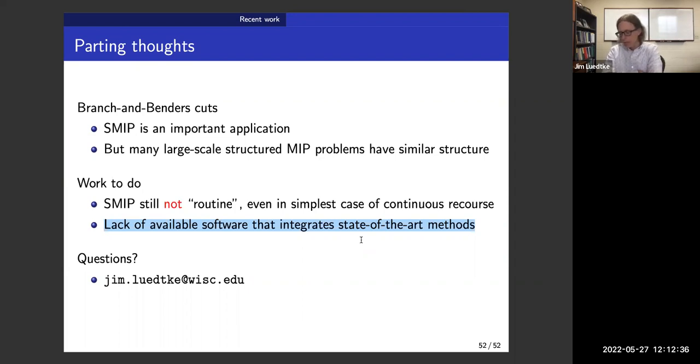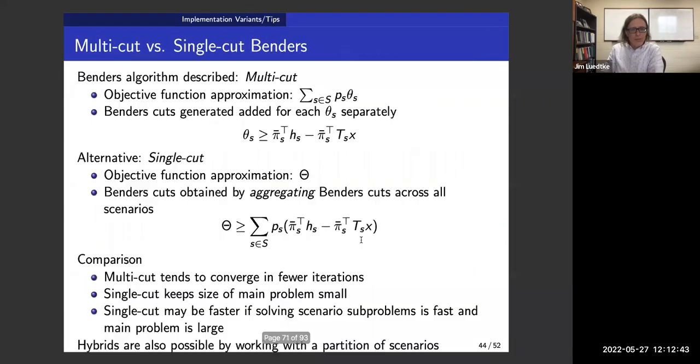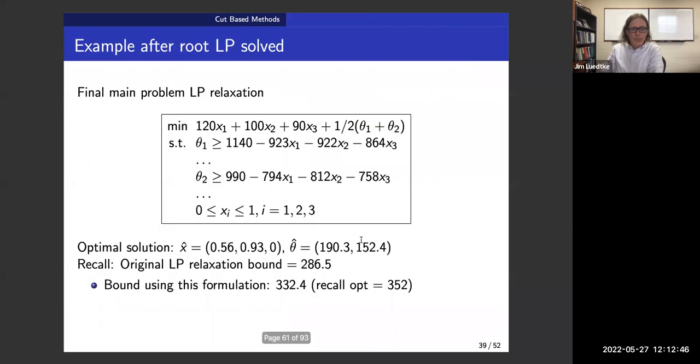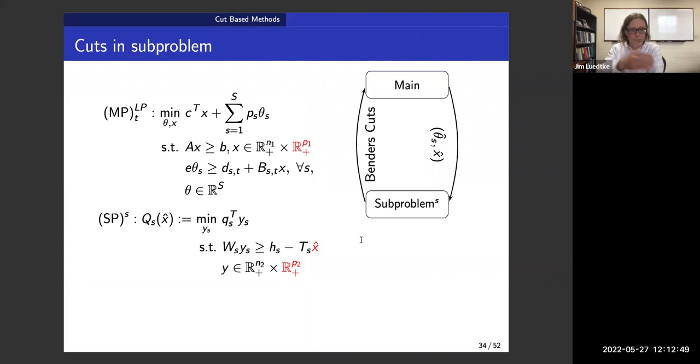Another potential thing in that setting is, maybe just go back to the schematic of implementation here. Another thing that could be useful is using the multi-cut method as I've described it here. After solving the main problem, I don't have to solve the subproblem for every scenario in every iteration. I could focus on some scenarios, solve the subproblem only for those scenarios, and then add the Benders cuts and repeat that process. So that can help a lot. In many cases, only a relatively small number of the subproblems are important for generating the Benders cuts, and so you can limit your search to those.